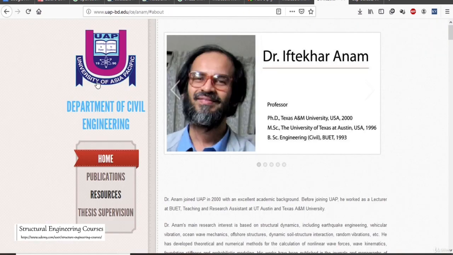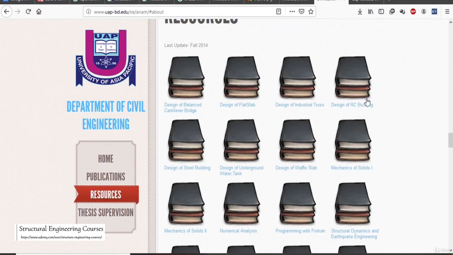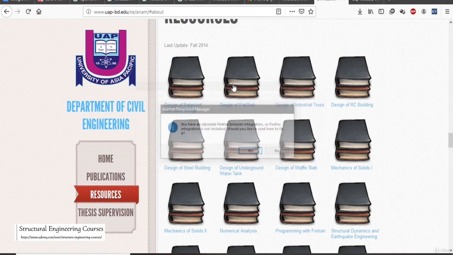After reading these two PDFs, I shall suggest you go to the UAP, University of Asia Pacific website, that is uapbd.edu. There's this Dr. Iftikhar Anam. He has provided a very good design guideline for designing industrial trusses as per the American standards. So just left click here and download this PDF.